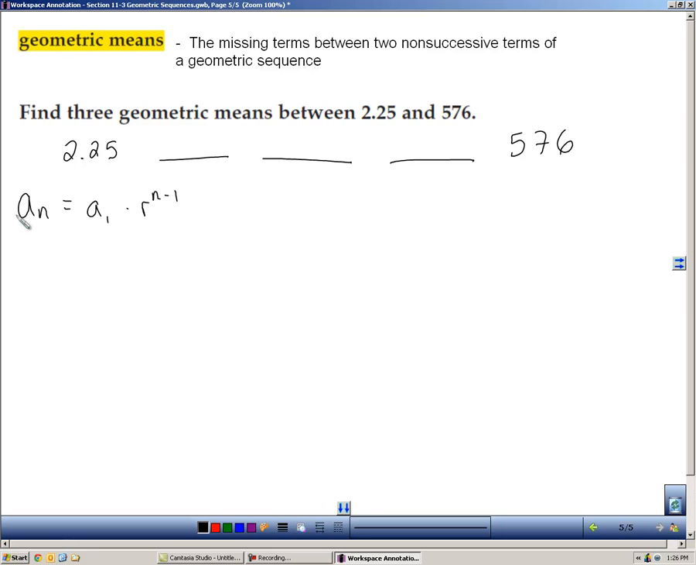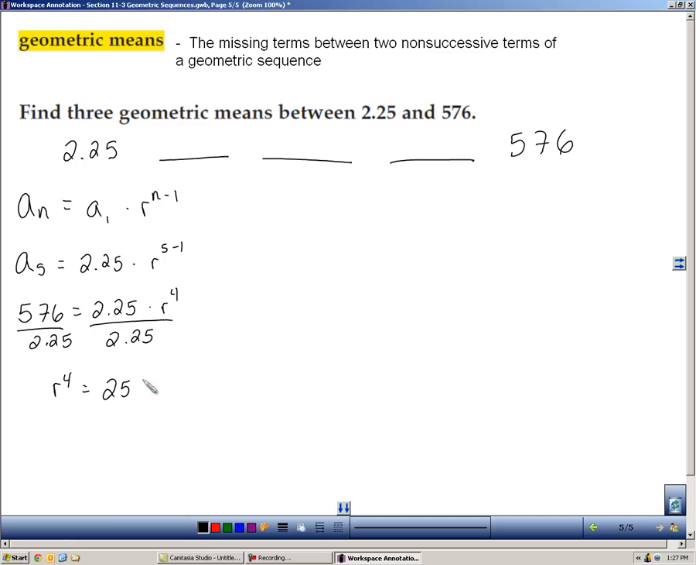So we'll start with our formula. I know a sub 1. I'm trying to find r. So what n am I going to use? Well, if you look, there are 5 terms here. So if we live in the world of a sub 5, I should be able to find what my common ratio is. So a sub 1 is 2.25, and then r to the 5 minus 1. And so now I'm going to try to solve for r. I know a sub 5 is 576. So I'm going to divide both sides by 2.25. And we get r to the 4th power equals 256.